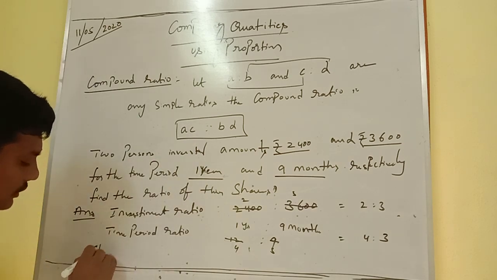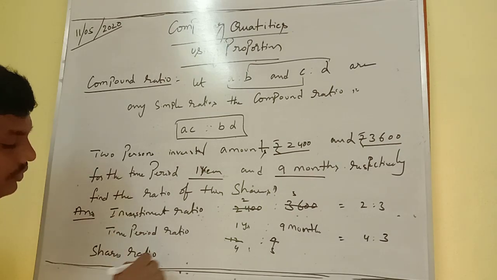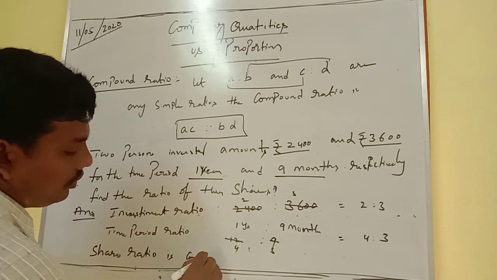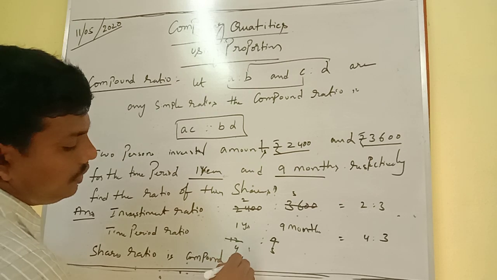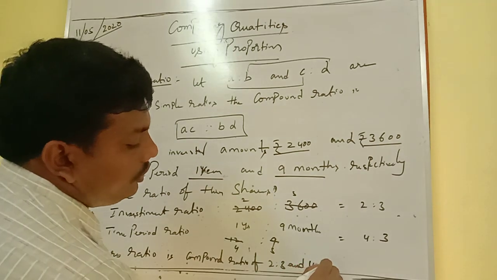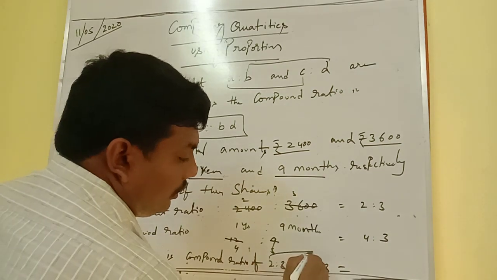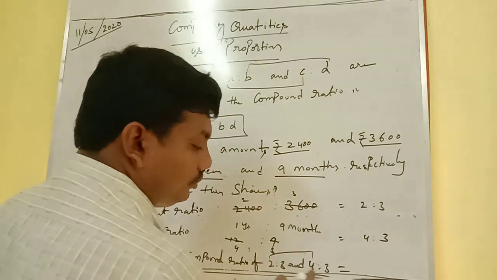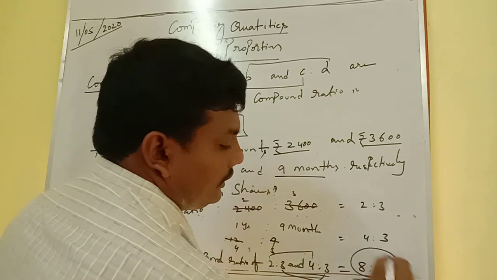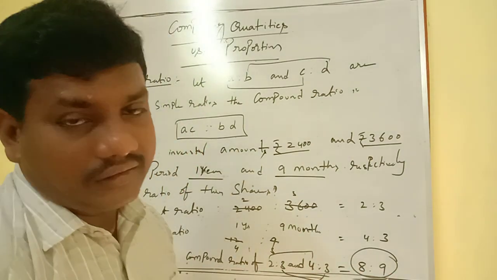Now what is the shares ratio? The shares ratio is nothing but the compound ratio of both 2:3 and 4:3. So what is the compound ratio? That is the product of antecedents, 2 fours are 8, is to the product of consequents, 3 threes are 9. Now the answer is 8 is to 9. So this is the ratio of their shares.